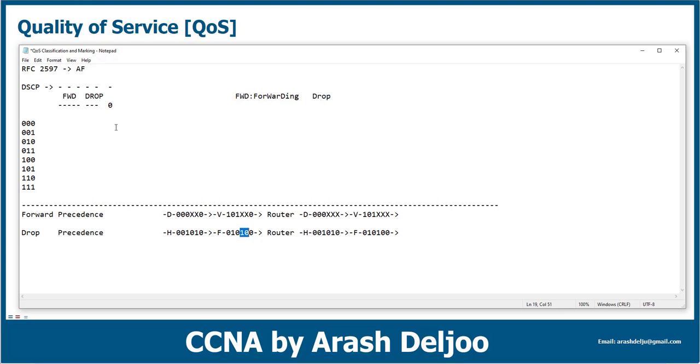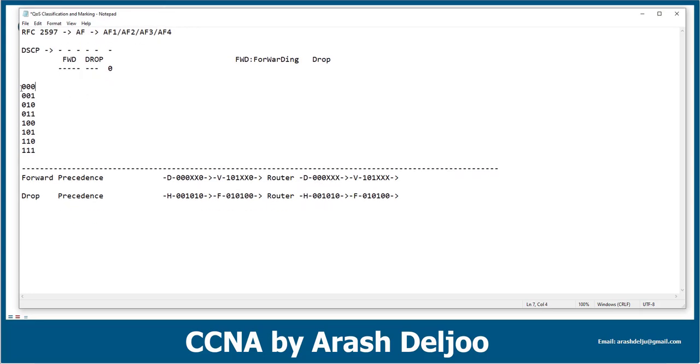Okay, now let me talk about the different values that we have. In the AF, we have 4 classes of forwarding. We call them AF1, AF2, AF3, then AF4. Assured forwarding 1, assured forwarding 2, assured forwarding 3, and assured forwarding 4. Okay, I will talk about them, but first, let me show you the different values that we have in this condition.